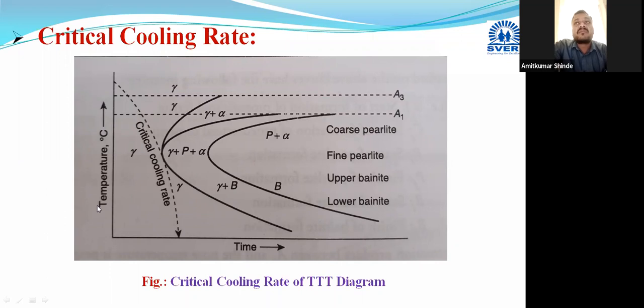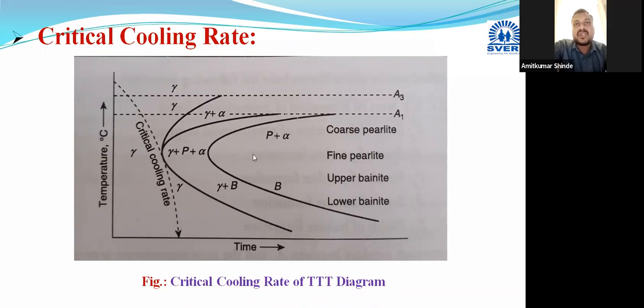Then another parameter that will affect this critical cooling rate is the percentage of alloying element. When the percentage of alloying element is more, then this TTT diagram, or this IT diagram, will shift towards the right side, meaning in this direction it will move, and the critical cooling rate also moves, so a low critical cooling rate we will get.